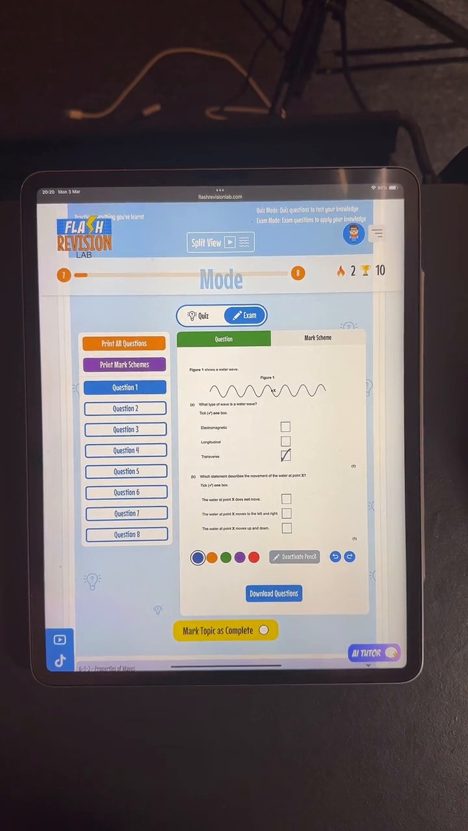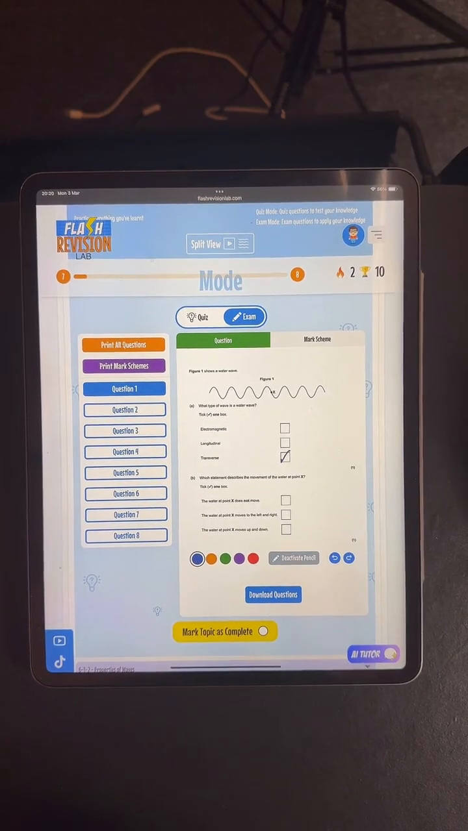Okay. Which statement describes the movement of the water at point X? Tick one of the boxes. The water at point X does not move; the water at point X moves to the left and right; or the water at point X moves up and down. So in part A, we've established that it's a transverse wave, so knowing the definition of what a transverse wave is will help you to answer this question. Does anyone have any ideas? You can say 1, 2, 3 or ABC. Which one do we think is right?